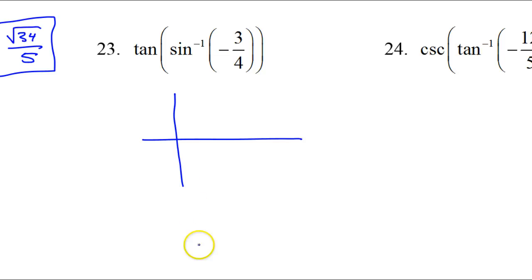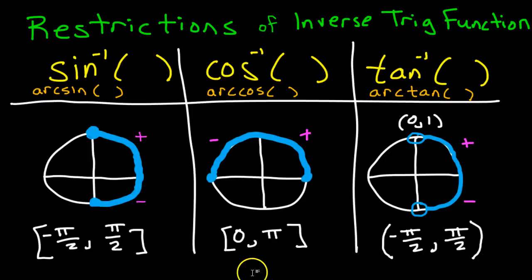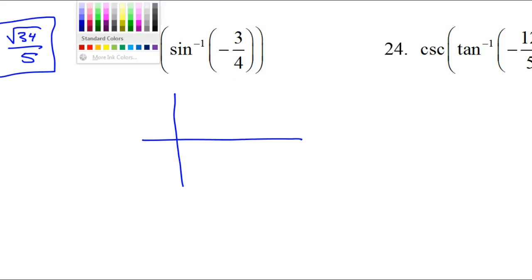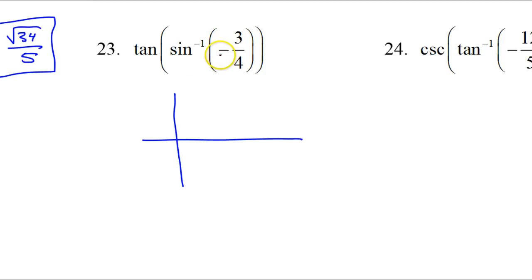Okay. Inverse sine is only defined in the first and fourth quadrants. So those are my only two choices as far as drawing this angle. I need the sine to be negative 3/4. So sine is negative. If my choices are the first and the fourth quadrants, I have to pick the fourth quadrant because that's where sine is negative.